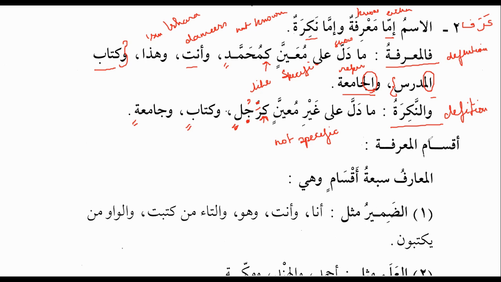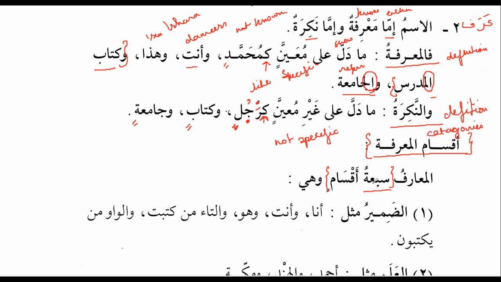They are nakira. Aqsam al-marifa. Now here you will know what is aqsam al-marifa, meaning types or categories of marifa. So how many categories of marifa are there? There are 7 categories. Al-ma'arifu sab'atu aqsamin. Here you can see the number rules. Sab'atu, from in between 3 to 10. So it is following the rule of from 3 to 10.